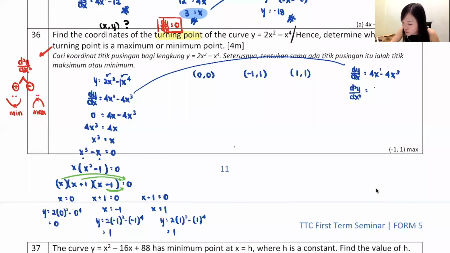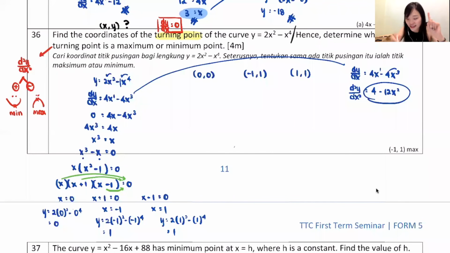So 1 times 4, 4. Power minus 1, no more x. 3 times 4 is 12. Power minus 1 is 2. So this is my d2y dx squared, 4 minus 12x squared. And to know whether they are maximum or minimum, you must see whether they are positive or negative. Can anyone tell me, is 4 minus 12x squared positive or negative? Very good.